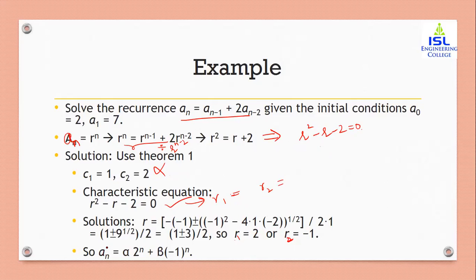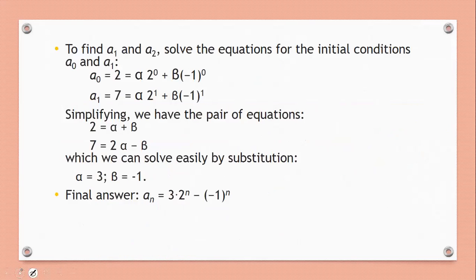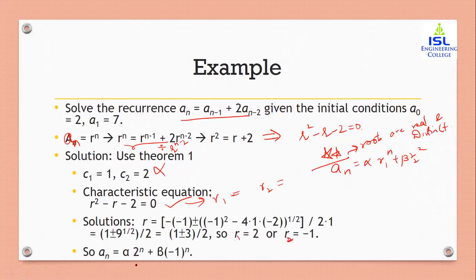Now after that, we have to use our theorem. What was the theorem? a_n equals alpha r1^n plus beta r2^n. This is very important, and it applies when the roots are real and distinct. In that case, we have a_n equals alpha times 2^n plus beta times (-1)^n, where 2 is here r1 and minus 1 is here r2.